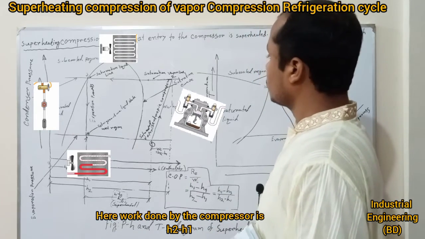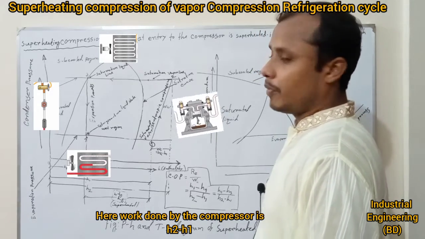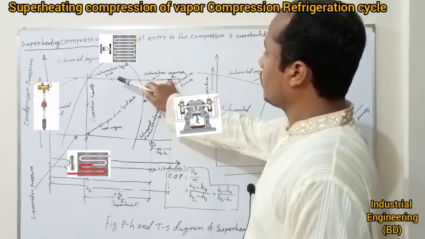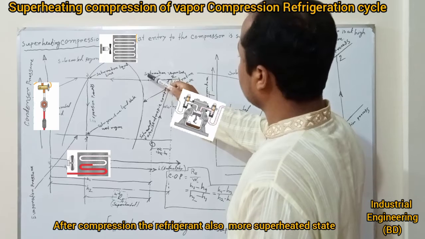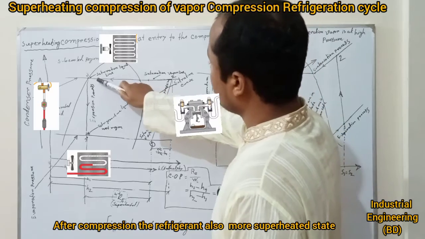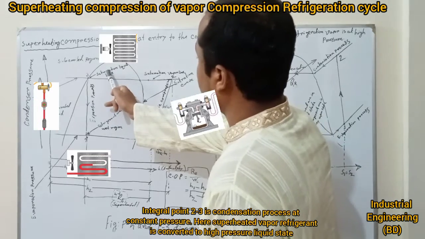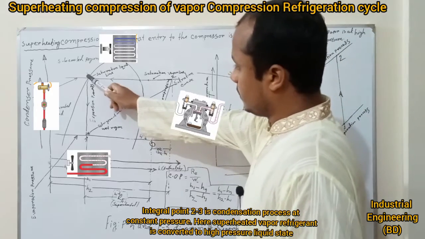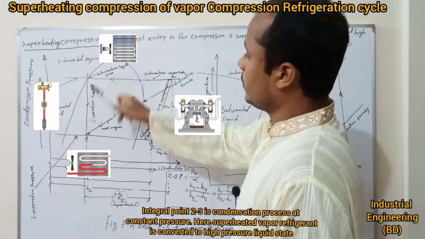After the compression process, the refrigerant is also in superheated vapor state. Now this superheated vapor is passed through the condenser coil at constant pressure. Before the condenser, this gas is in superheated vapor state, and after the condensation process, the refrigerant is in high pressure saturated liquid state. At point 3, the refrigerant is in high pressure saturated liquid state.